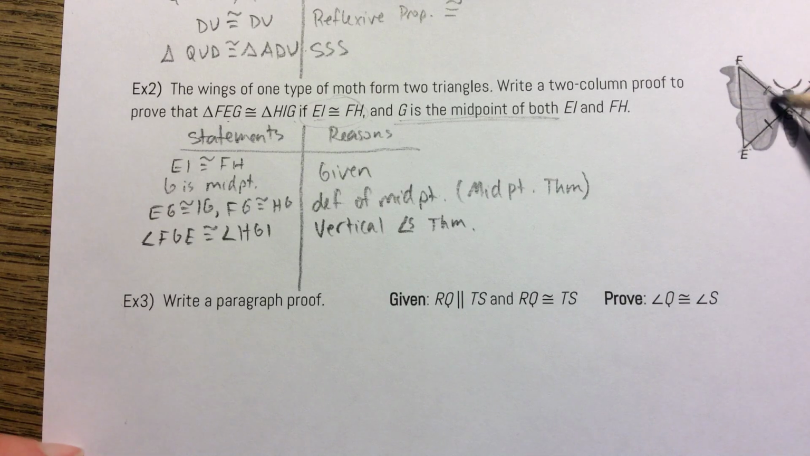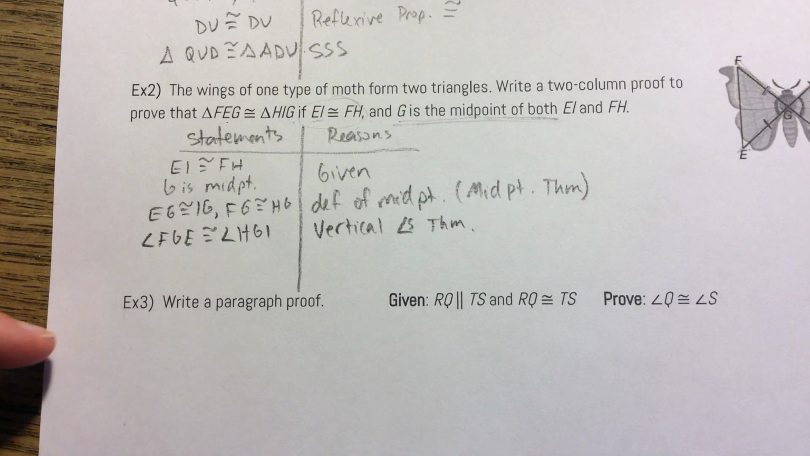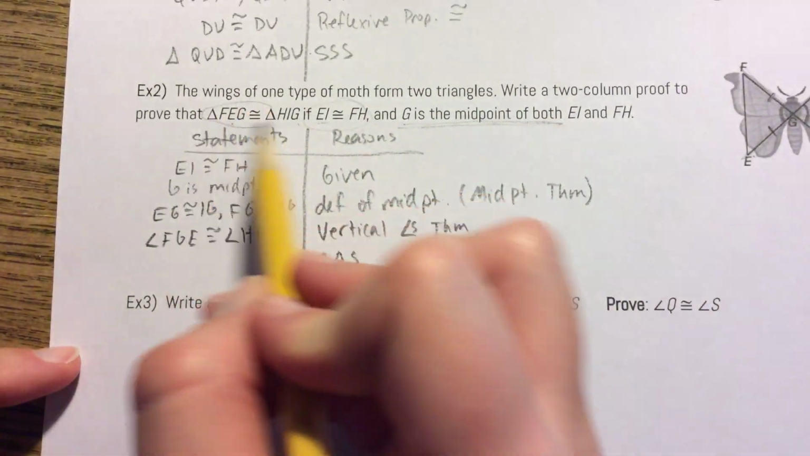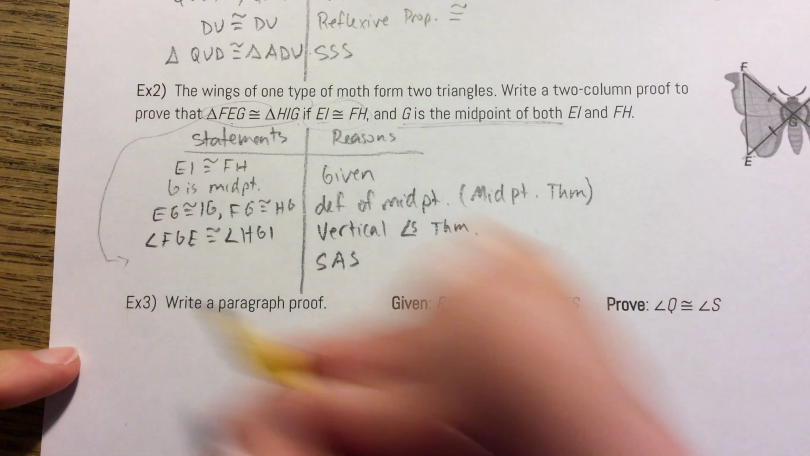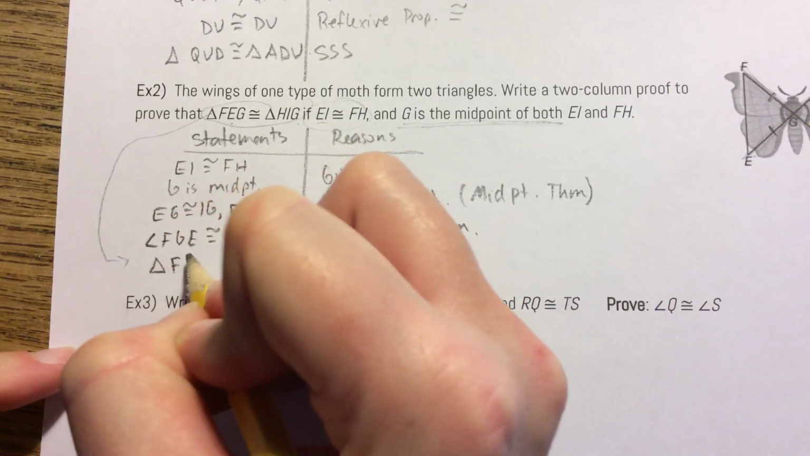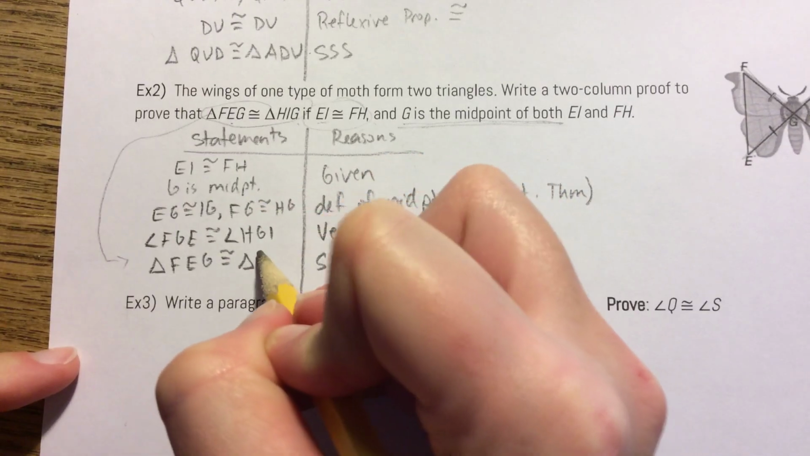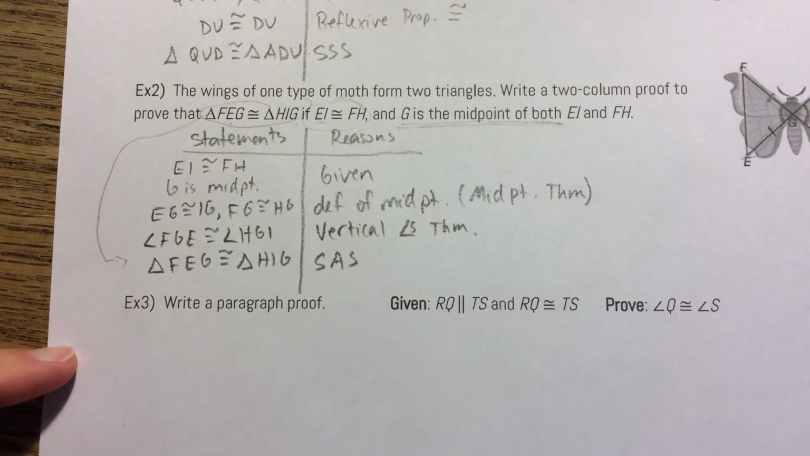So now I have side, an angle, and a side on both of them, with the angle being included. So I'm going to say my reason is going to be side, angle, side, and I'm taking what I need to prove and putting it down here. So triangle FEG is congruent to triangle HIG.